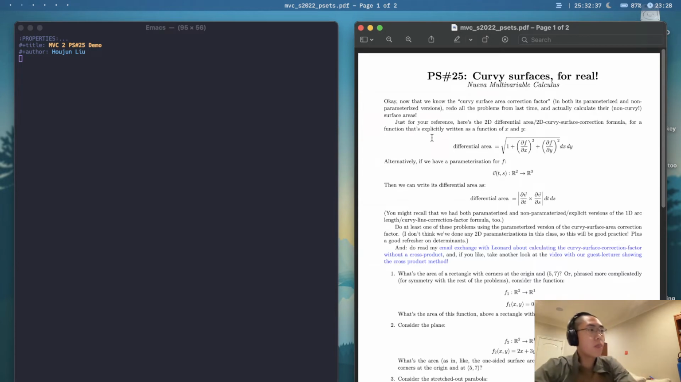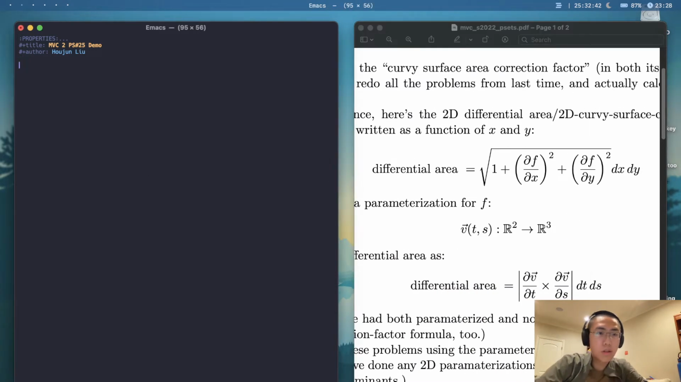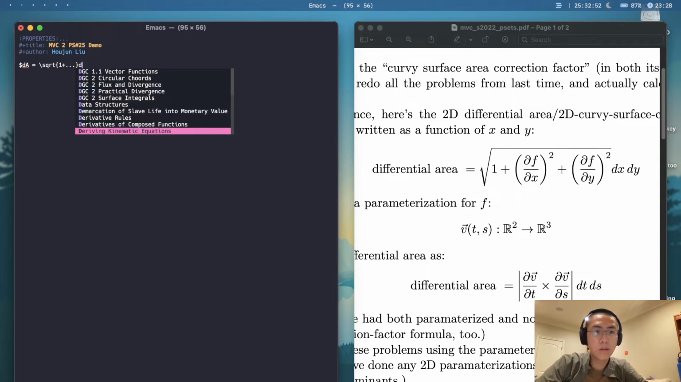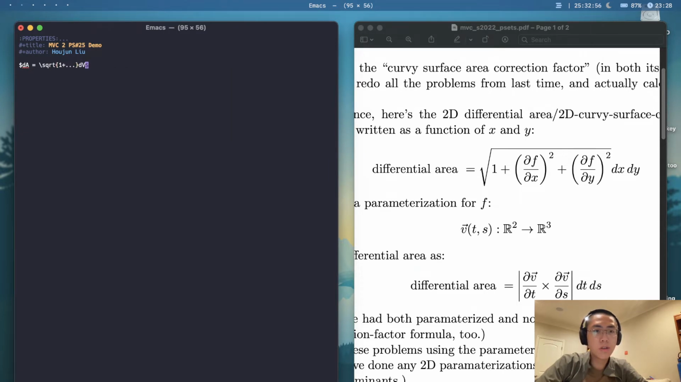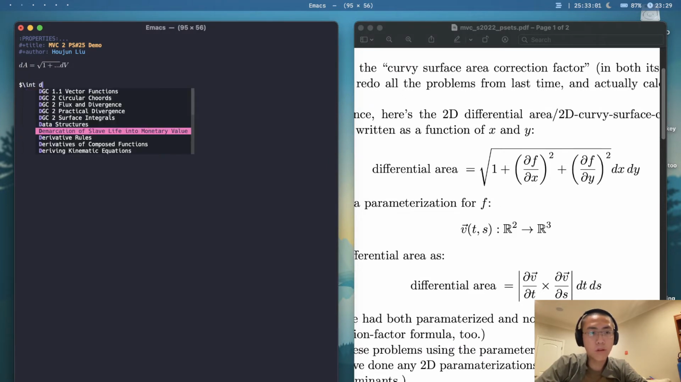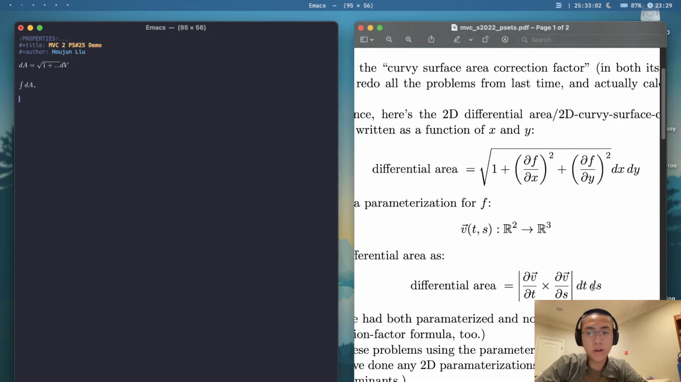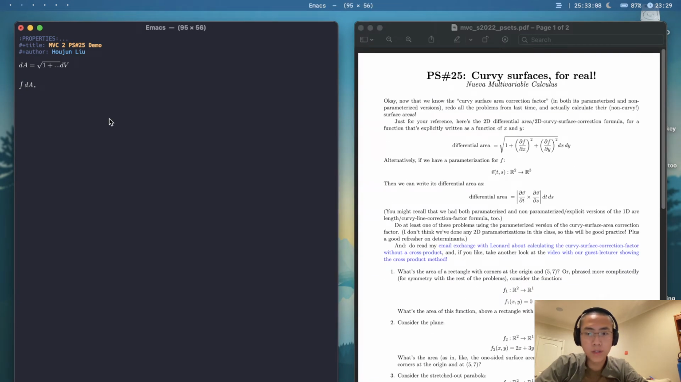So the overall gist of these problems is basically trying to get us to find these things, dA, which is essentially equal to, as we say here, the square root of 1 plus dot dot dot dV. Given some volume, there's a correction factor which will end up as the dA. So every single integral has the literal shape of the integral of dA. That is every single integral in this whole problem set, just the integral of dA.